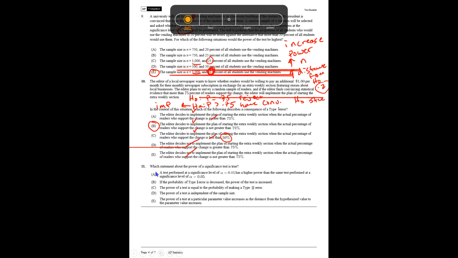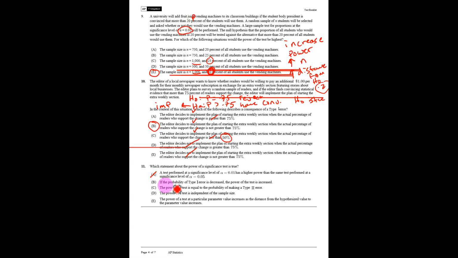And why would it do that to me? So A is out. B: if the probability of a type 1 error is decreased, the power of the test is increased. No, because to reduce the probability of a type 1 error, you would reduce alpha, the significance level, which would reduce the power of the test. So no.